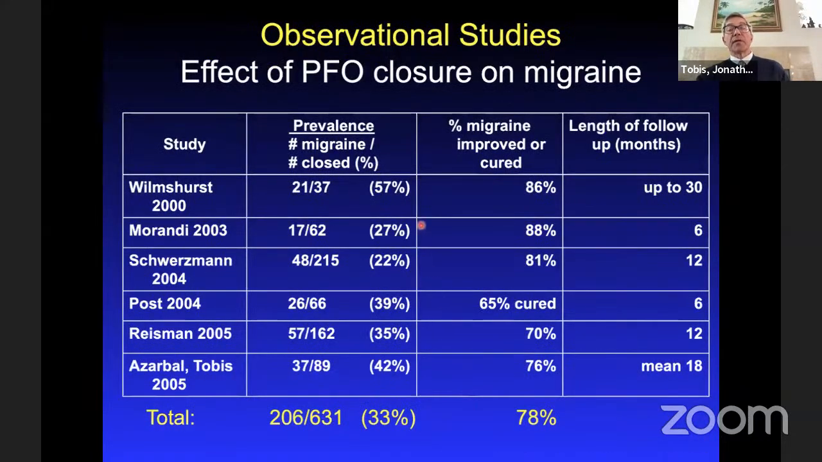The question is what triggers the migraine, and that this may be the connection with PFO. So here's a number of studies around the world that showed the prevalence of migraine in people who had their PFO closed for other reasons, such as stroke. And about 75% of patients tell us that their migraine is either reduced by 50%, or 10% tell us that the migraine is completely gone once the PFO is closed.